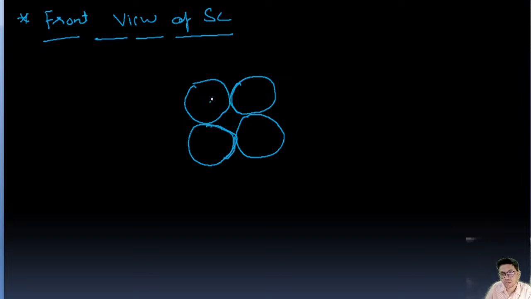Okay, so the front view of this is a square. The radius of this circle is R, and the total side is A. From here, the atomic radius, these are atoms, and this is a square. So the front view of simple cubic is this.